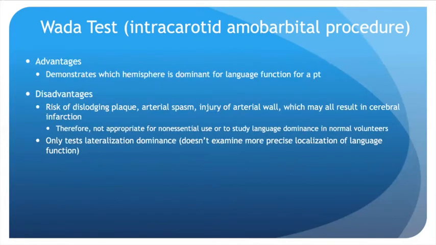Advantages of the WADA test: it demonstrates which hemisphere is dominant for language function for a patient. Disadvantages: there are risks involved, such as dislodging plaque, arterial spasms, and arterial wall injury, and these can all result in strokes. Therefore, it's not appropriate for non-essential use or to study language dominance in normal volunteers. It's too risky. And this only tests lateralization of dominance. It doesn't look at anything more precise.